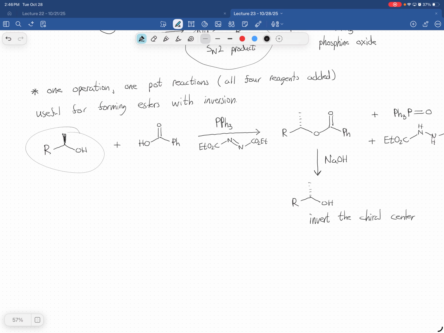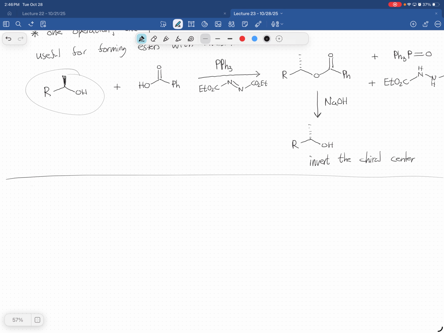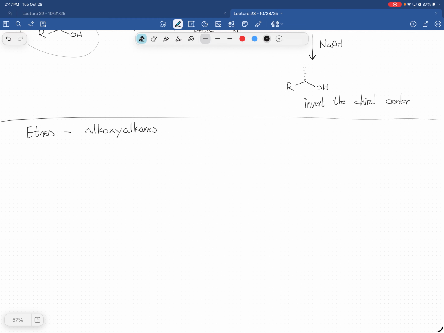Okay. All right. So with the few minutes we have, let's just start talking about ethers. So we've kind of talked about naming ethers, but not a whole lot. So they're called alkoxy alkanes. With naming, we just have to go from the start here. So let's start with the naming.